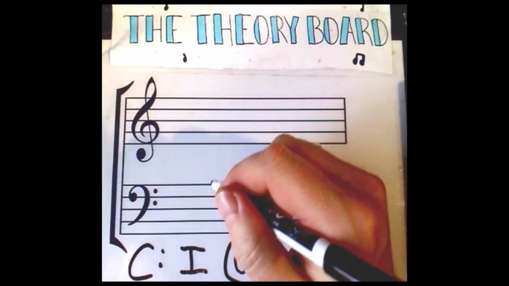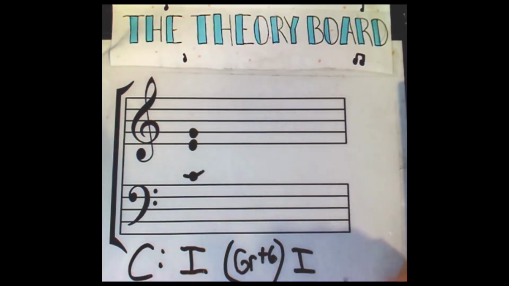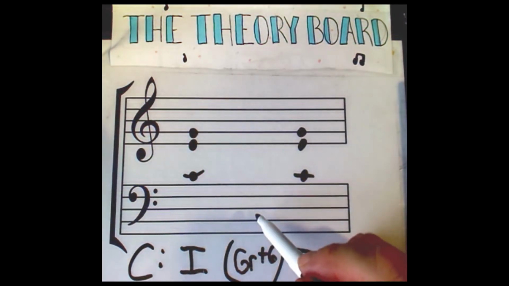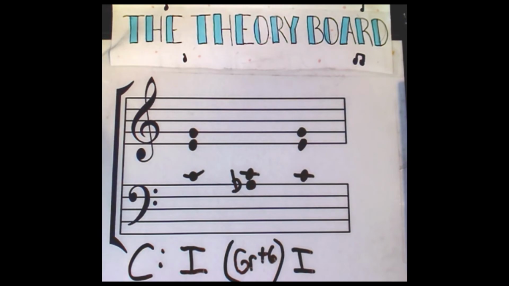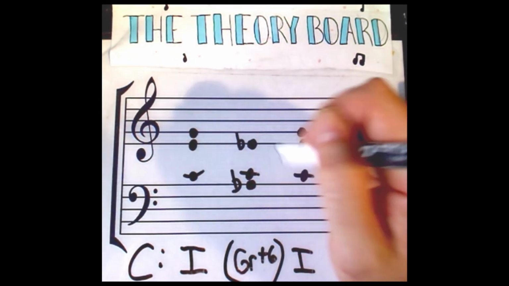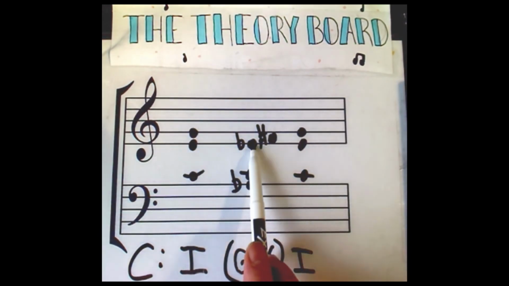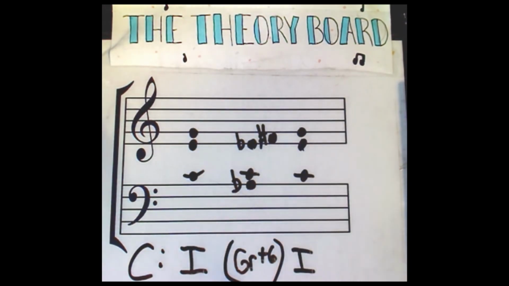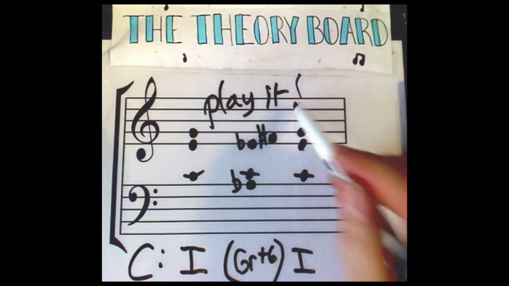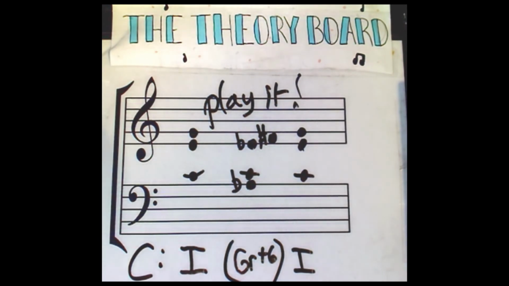Well, we can use this German augmented 6 chord, for example, to embellish the tonic triad. The notes don't change, it's just where they go that changes. Look at all this delicious half-step motion that brings out the true character of that tonic triad. Okay, let's play it.